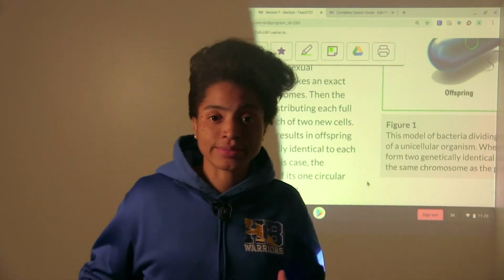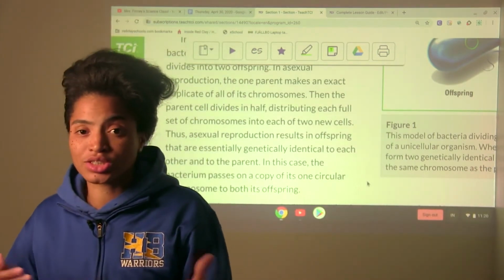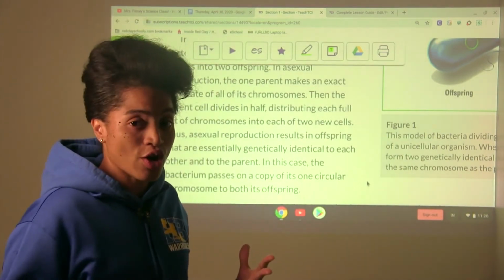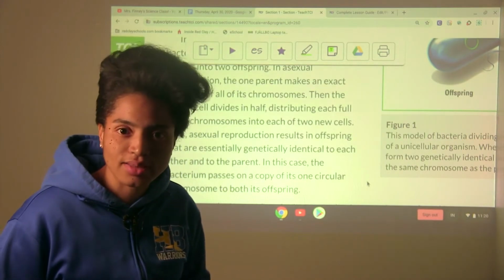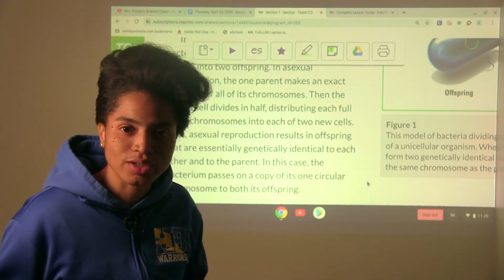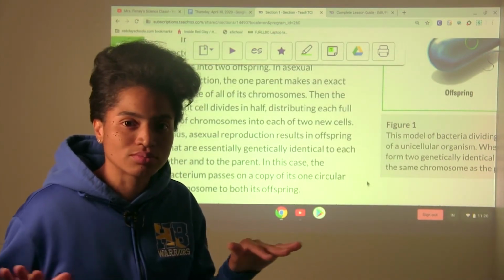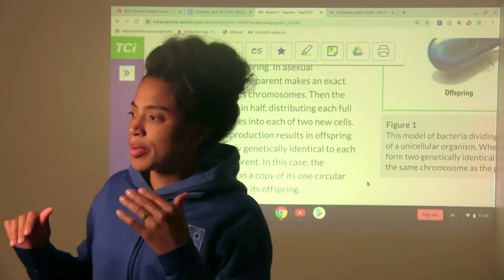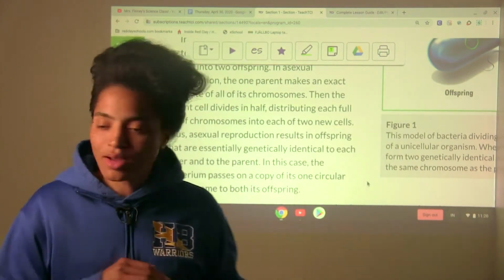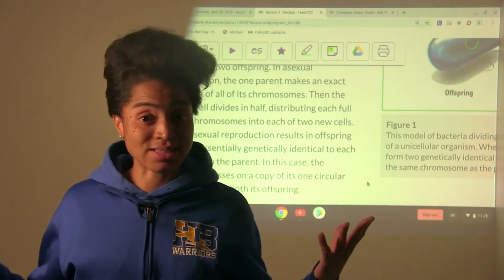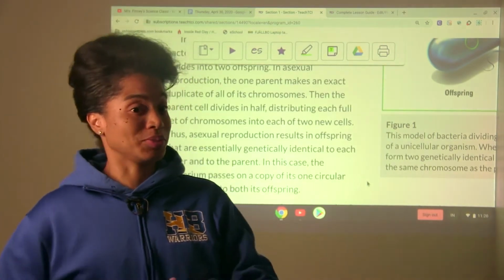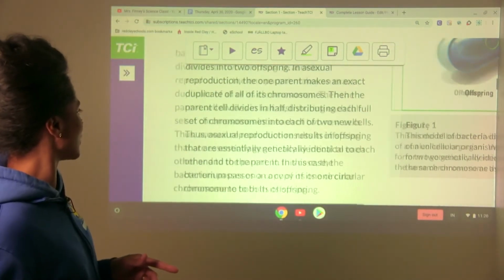So here's the parent. For asexual reproduction, it makes offspring. They look exactly alike. No difference at all. Parent, offspring, looking just alike. That's the case in asexual reproduction. So let's take a look here at figure 1.